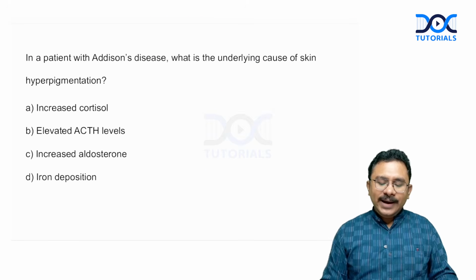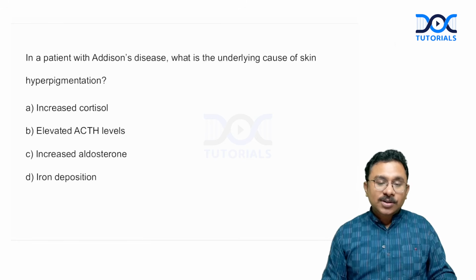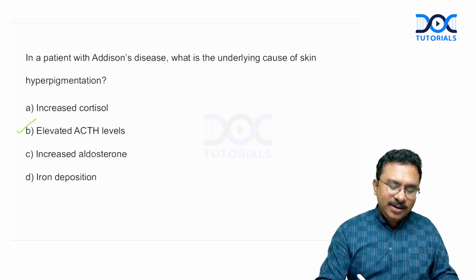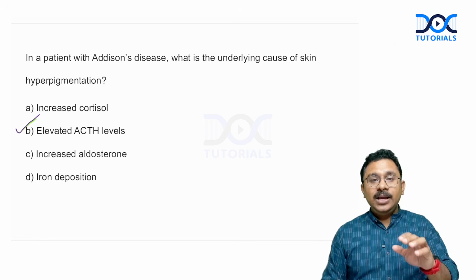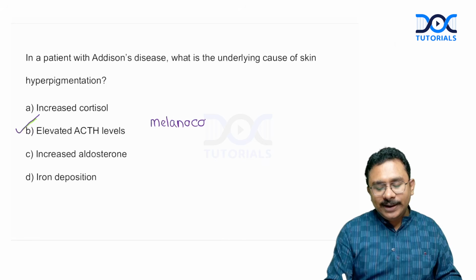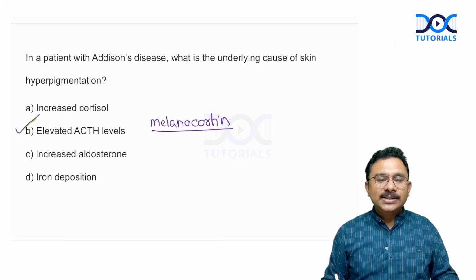In a patient with Addison's disease, what is the underlying cause of skin hyperpigmentation? Again, a very simple question. It is elevated ACTH levels. So elevated ACTH acting on the melanocortin receptors on the skin, resulting in stimulation of the melanocytes and producing hyperpigmentation. I've discussed this in my lectures also.